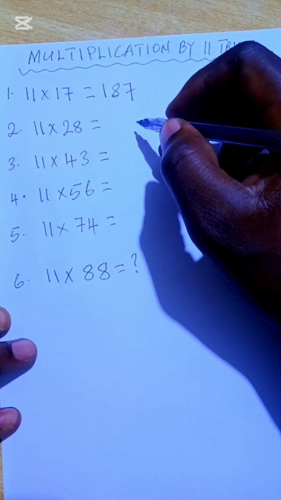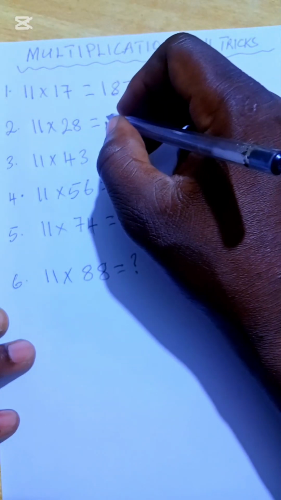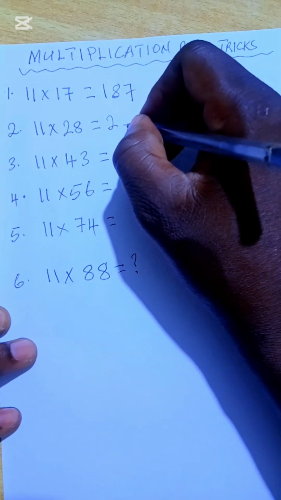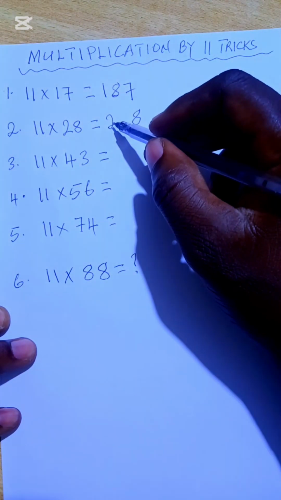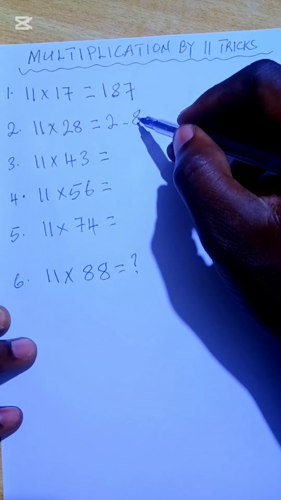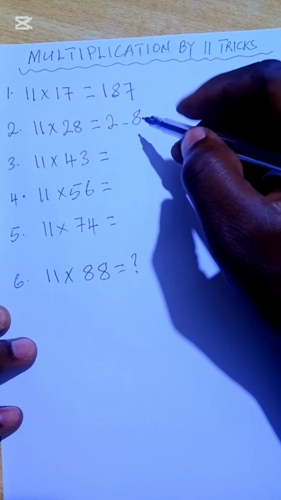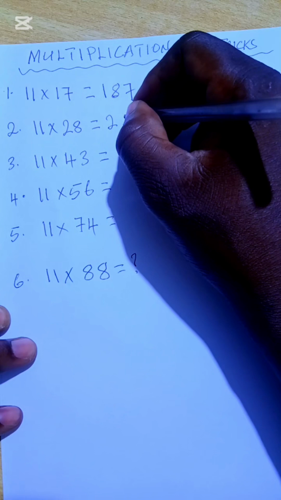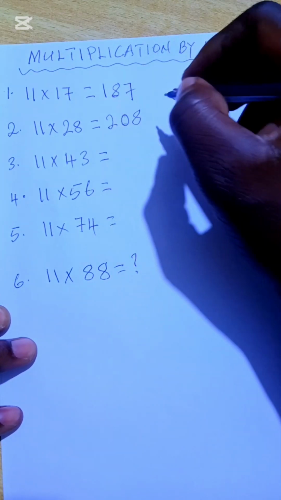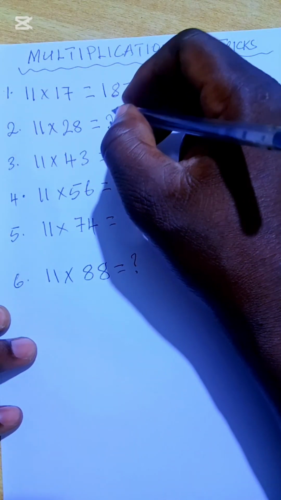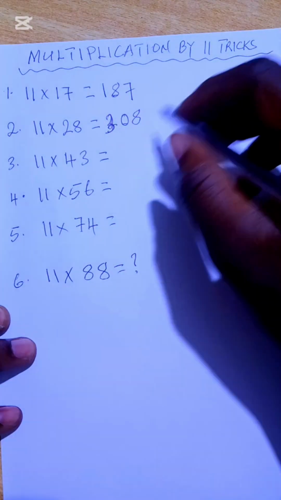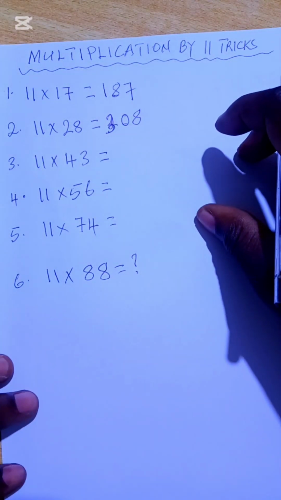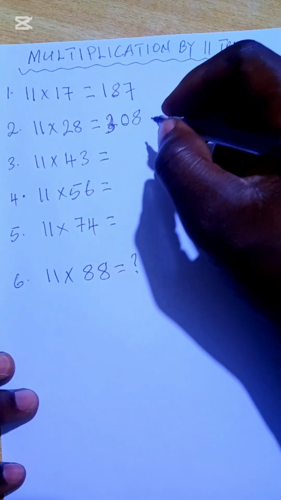11 times 28. Concentrate on the 28. Write 2, leave a space, and write your 8. Ask yourself, 2 plus 8. The answer is 10. You put 0, carry 1. If I add the 1 to 2, I will get 3. Your answer becomes 308. Let's move on.